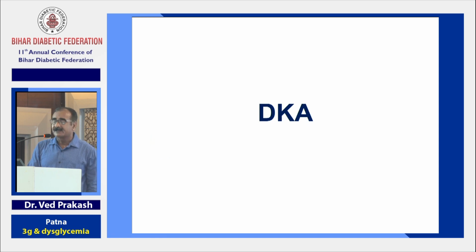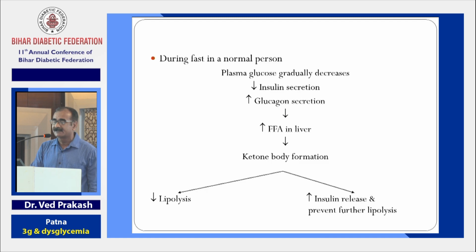One important condition where these regulatory and counter-regulatory hormones are important is diabetic ketoacidosis. Normally in a healthy human being, when plasma glucose gradually decreases, there is a decrease in insulin secretion and an increase in glucagon secretion.